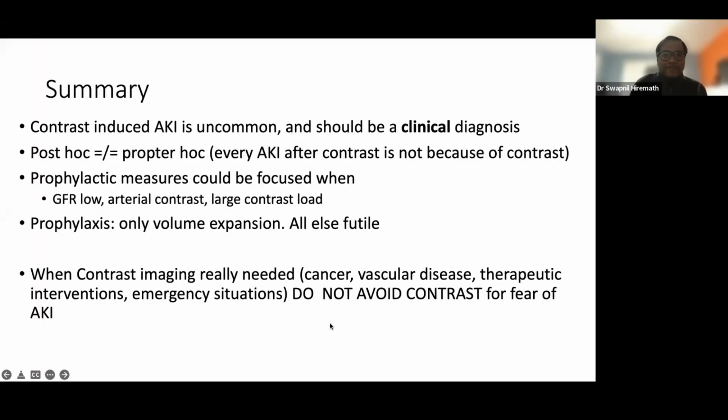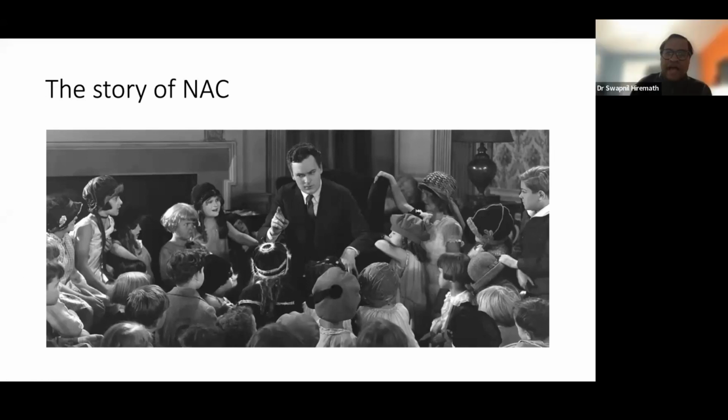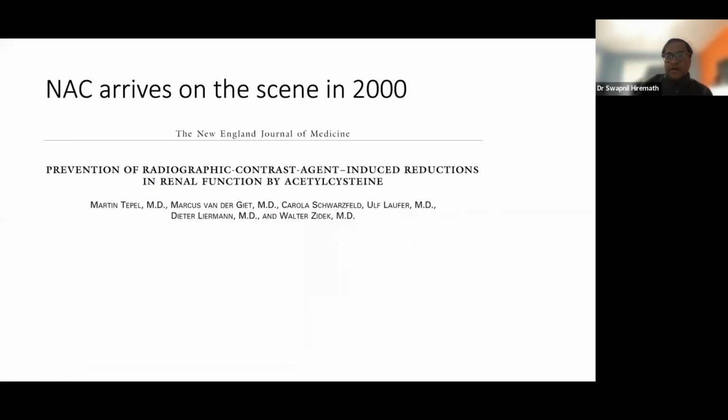This won't take long. I hope you can see this. So the story of NAC is very interesting, for me at least. This is mucomist or N-acetylcysteine. You see this has a sulfur group, and the sulfur group is how it donates sulfur, which helps in regeneration of glutathione. So it's an antioxidant.